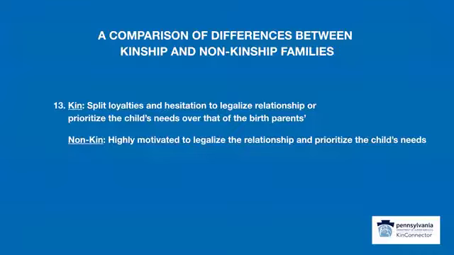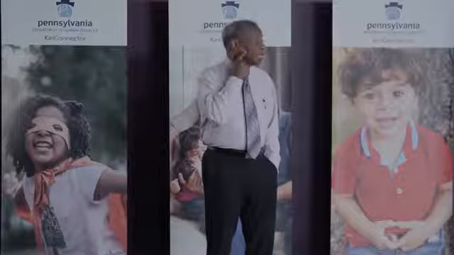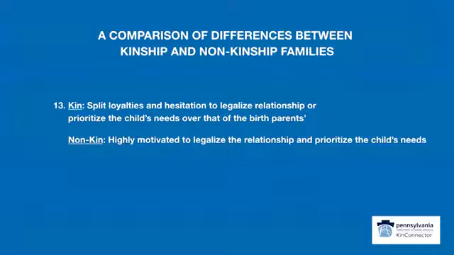Split loyalties, hesitation to legalize, well, we kind of talked about that. You can see where that's coming from. But it's the issue of having to place the needs of the children over that of the birth parent. That keeps coming up over and over again. And it's that feeling of betrayal when you do it. Non-kin, highly motivated, and they do prioritize the children because their attachment and bonding is with the children first.